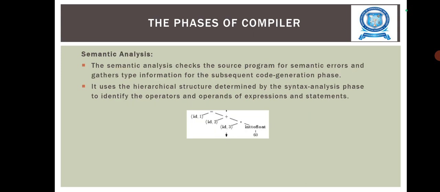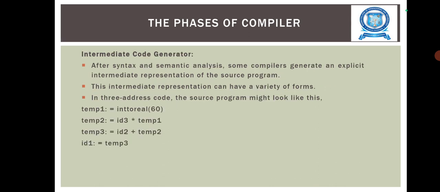The next one is semantic analysis. The semantic analysis checks the source program for semantic errors and gathers type information for the subsequent code generation phase. It uses the hierarchical structure determined by the syntax analysis phase to identify the operators and operands of expressions and statements. Next one is intermediate code generator.